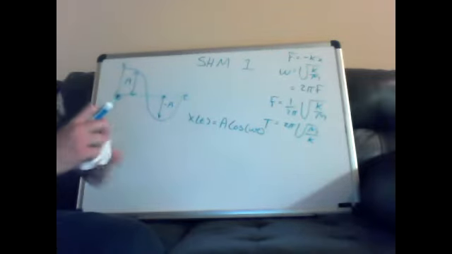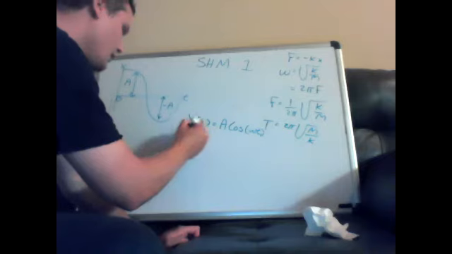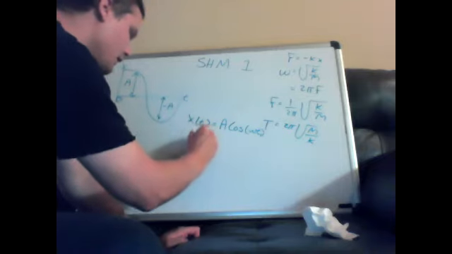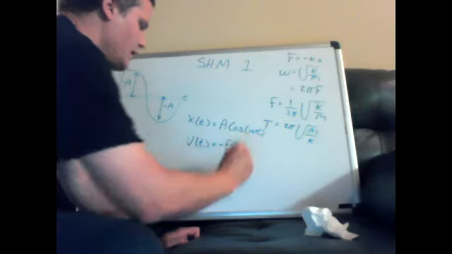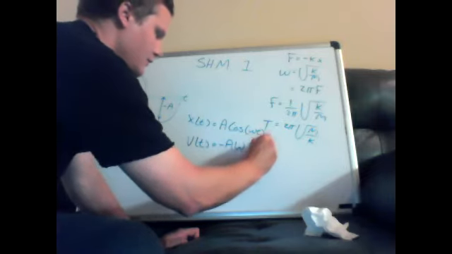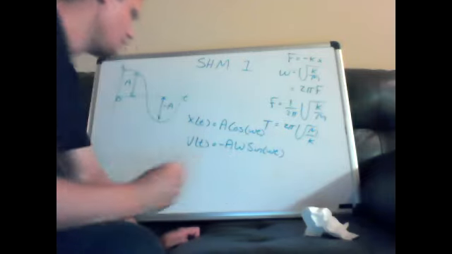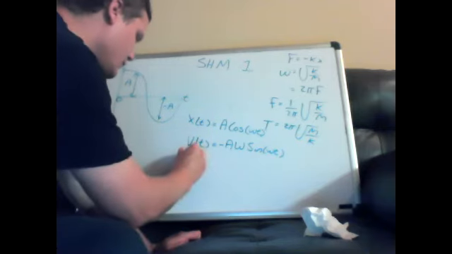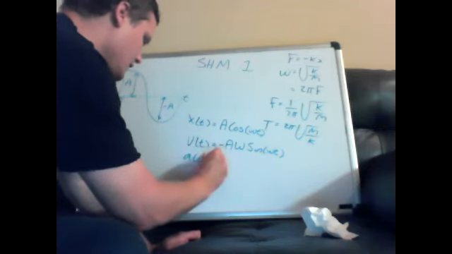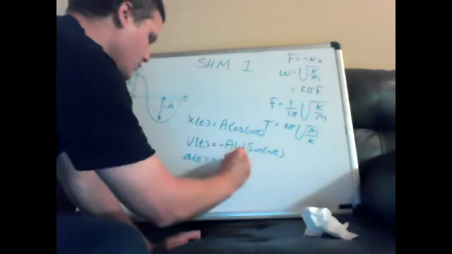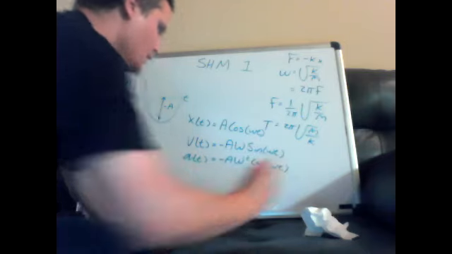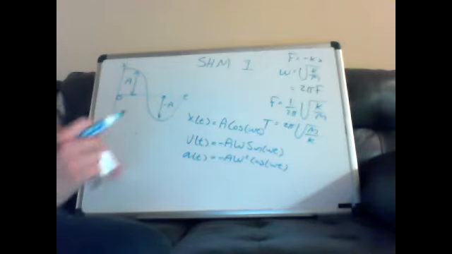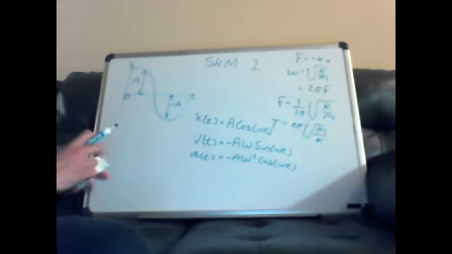And in fact, I'll write them right here and then I'll put them off to the side. The velocity as a function of time is equal to the negative amplitude times omega times sine of omega t. And then the acceleration versus time is equal to negative A times omega squared times cosine of omega t. Okay, so actually, since I have a little bit of room, I'm going to write it over here.